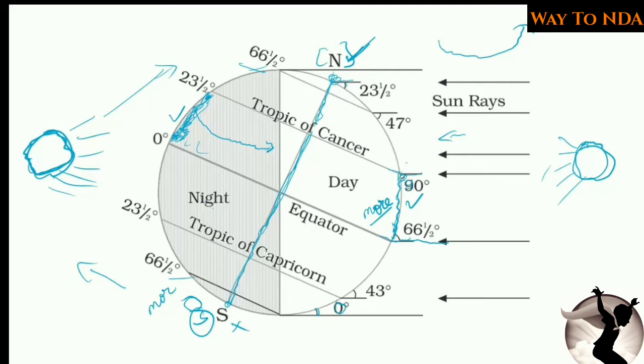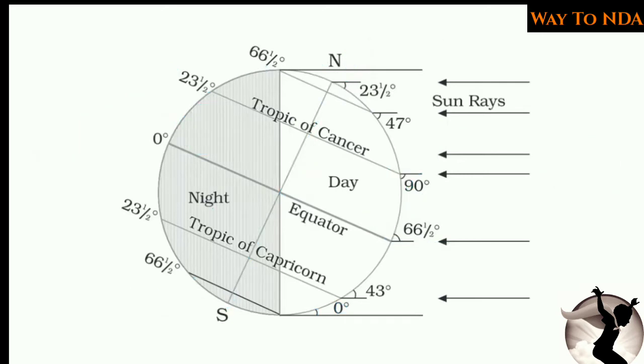Now the position of the earth near the sun also determines the incoming solar radiation. How? You should remember that the earth is revolving in an elliptical orbit. For example, you may consider that this is the sun and this is the elliptical orbit of the earth.